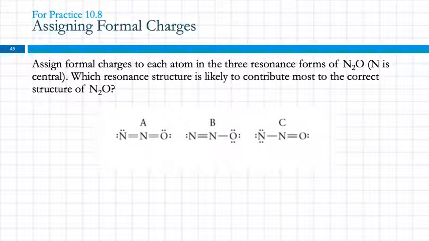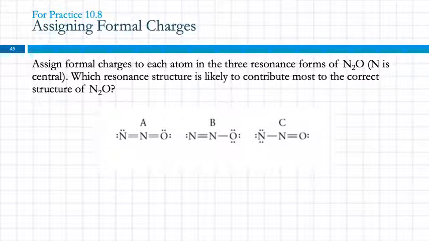Okay. Assign formal charges to each atom in the 3 resonance forms of N2O. N is central. It says that because we wouldn't expect you to do that. I would expect you to put oxygen in the middle and nitrogen on each side, but we're saying, this one's weird, so I'm telling you, nitrogen's in the middle. Which resonance structure is likely to contribute most to the correct structure?